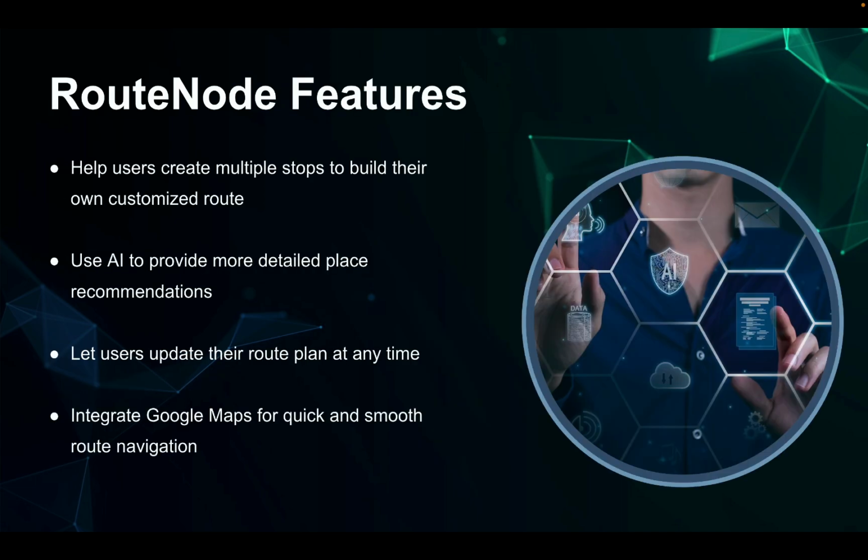To solve these problems, we designed Route Notes to give users more control and flexibility throughout the entire planning process. We help users create multiple stops to build their own customized routes. Route Notes uses AI to generate more detailed and relevant place recommendations, allows users to update their route plans at any time, and integrates Google Maps to ensure quick and smooth navigation between every destination. Now we will show you our demo.